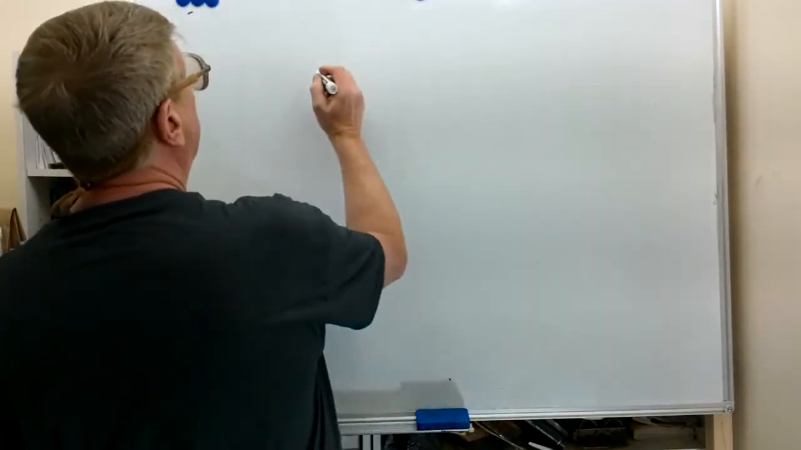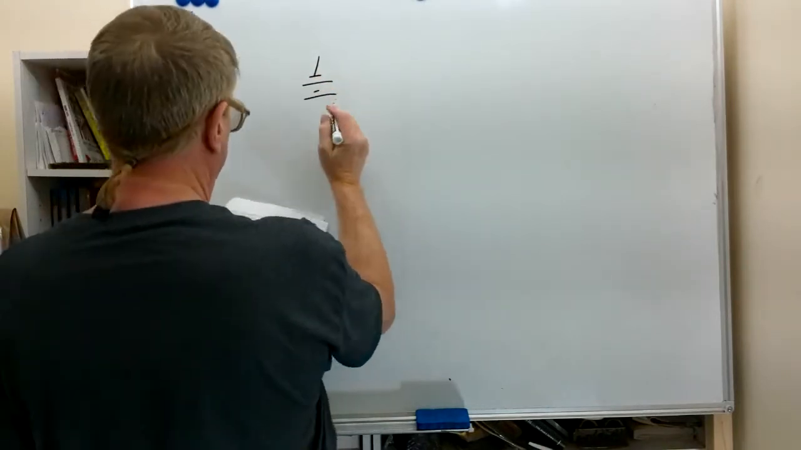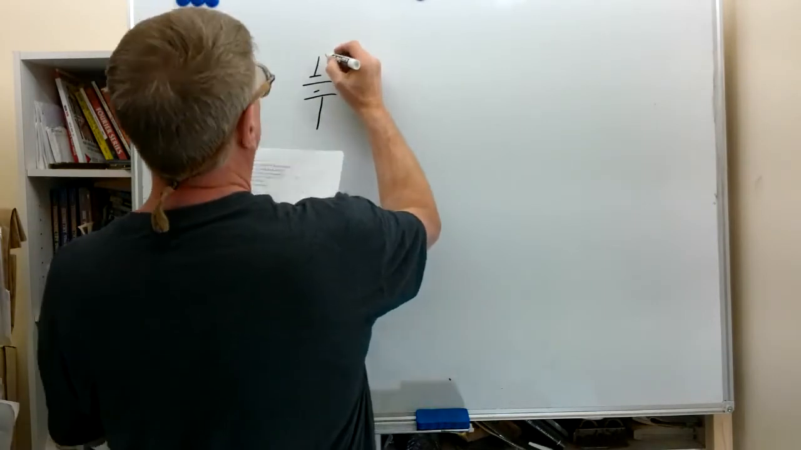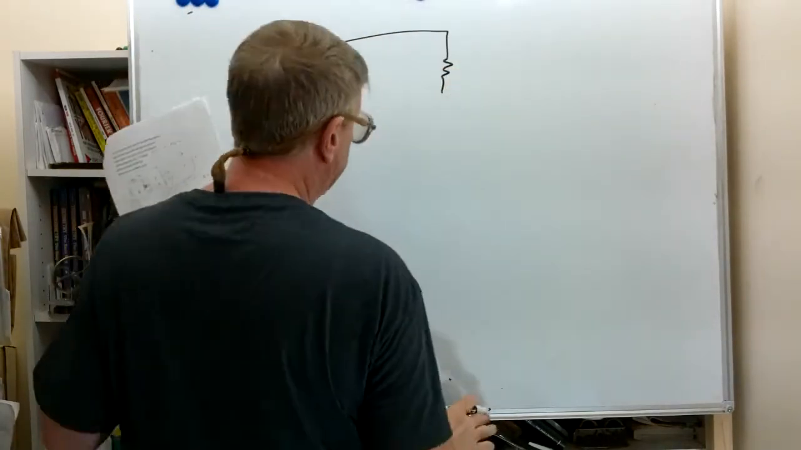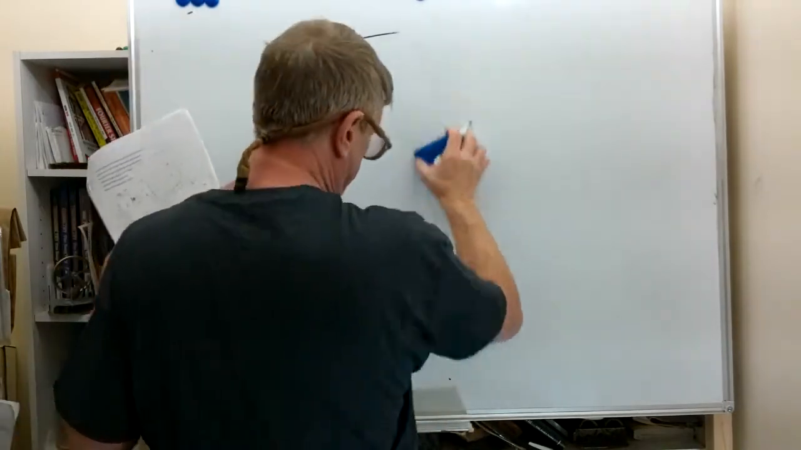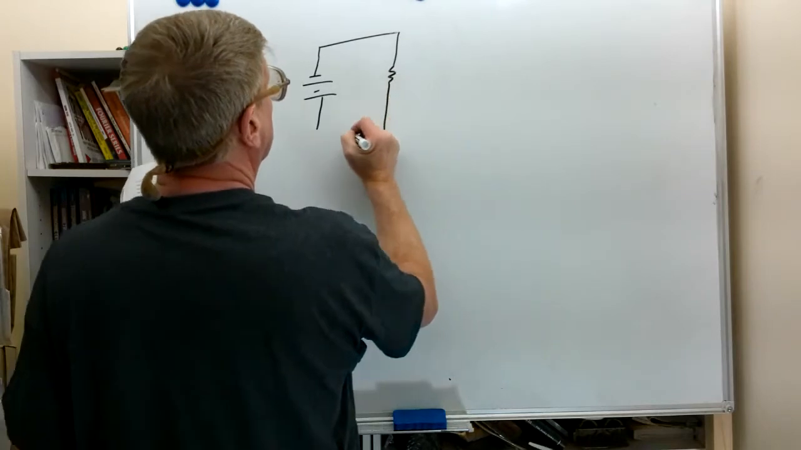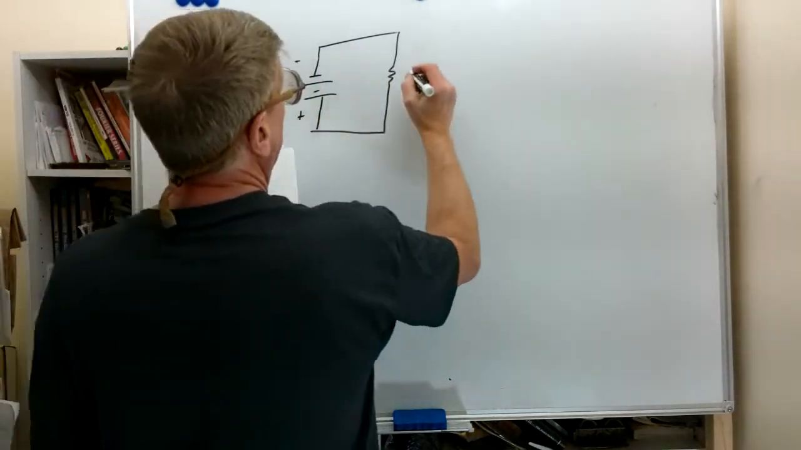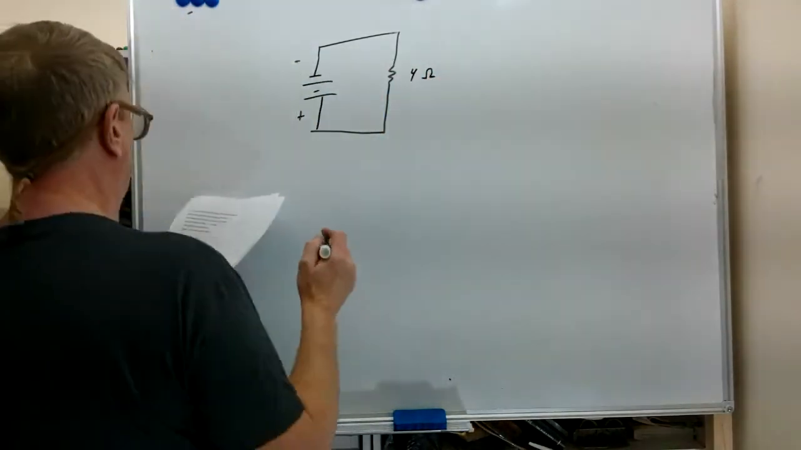I'm going to draw another circuit here. This one's going to start with a single resistor in it. I think I'm going to make this a little smaller so I can put a little more stuff on the board here. We'll call this a 4 ohm resistor, with the little omega symbol for ohms.